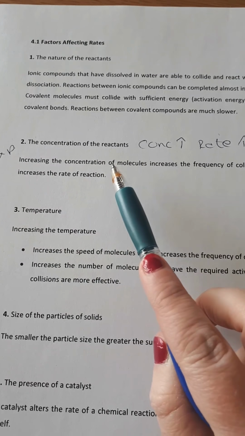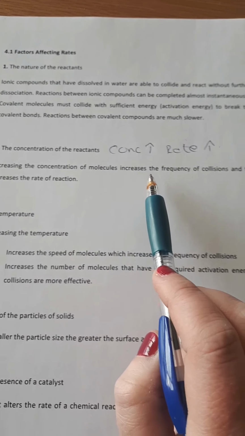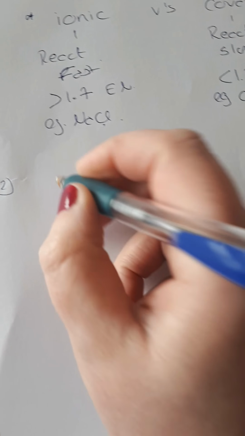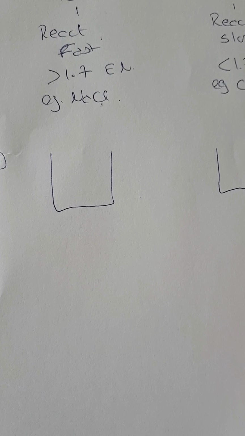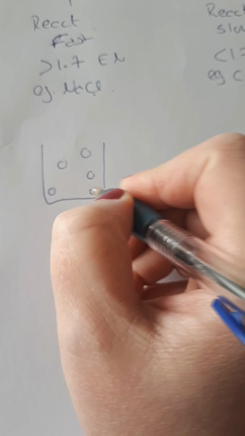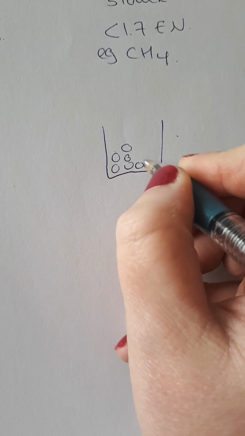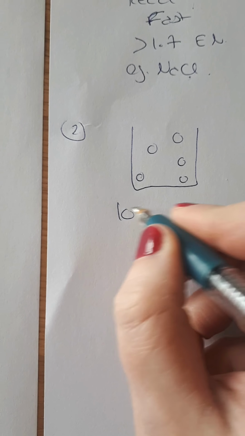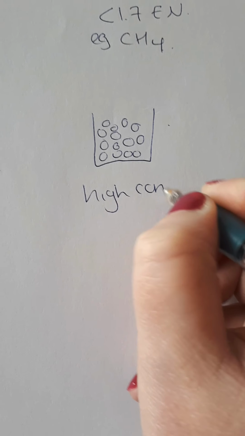And now, how does that happen? Well, increasing the concentration of molecules increases the frequency of collisions and thus the rate of reaction. So if I were to draw two beakers here, so this is number 2 here, and I were to put my particles into each of the beakers, but I only put a small few into one beaker, but in the second beaker I packed them all in, loads and loads of particles in. So here you see low concentration of particles, and here you see a high concentration of particles.